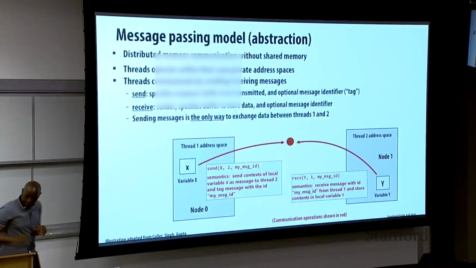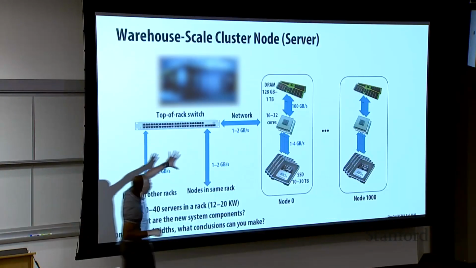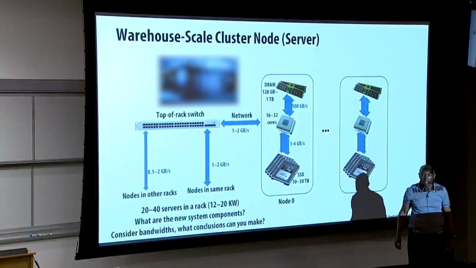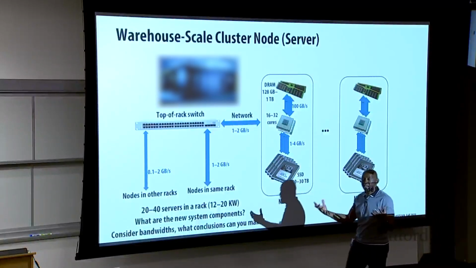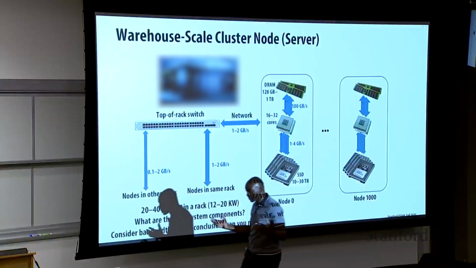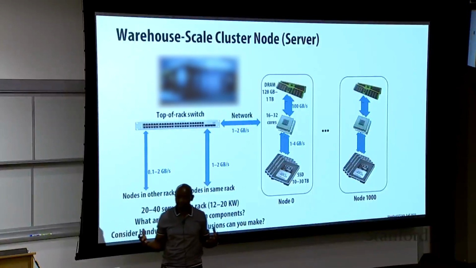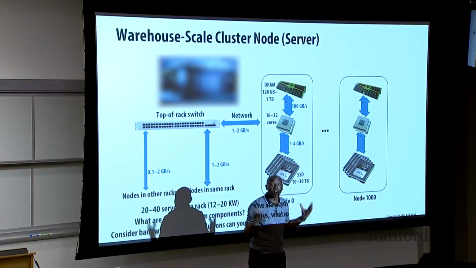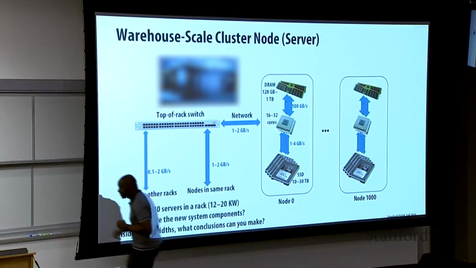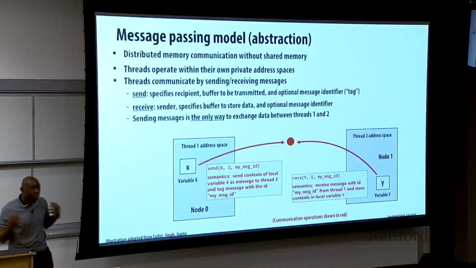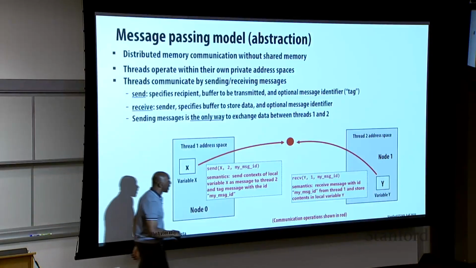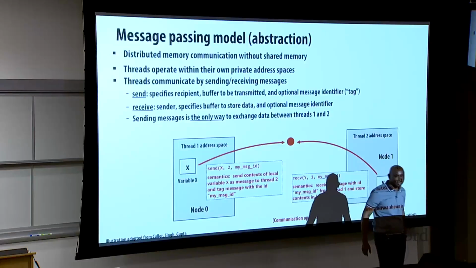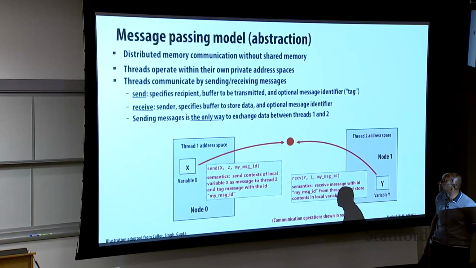Okay, so I said that all of these nodes are running different operating systems. So what does that mean about how they can communicate? Can they share memory? They can't share memory, right? They're not touching the same address spaces at all. And so we need another mechanism for communication, and that mechanism is called message passing, which is kind of like sending a letter or sending a note to your friend.